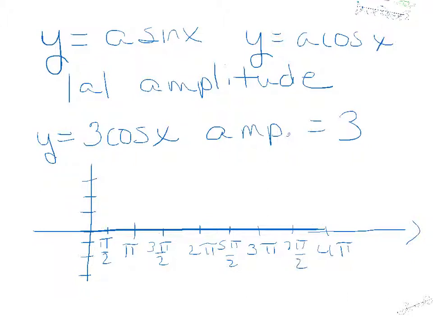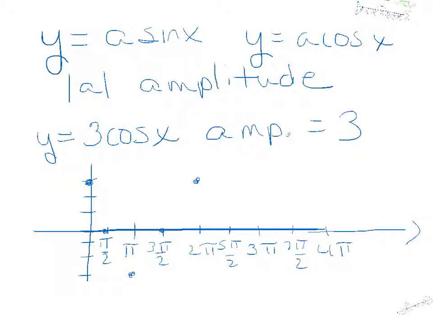Now cosine starts at its maximum. So it's going to start here. It's going to end at its maximum. And halfway in the middle, it's at its minimum. So at these points, it's crossing the x-axis.